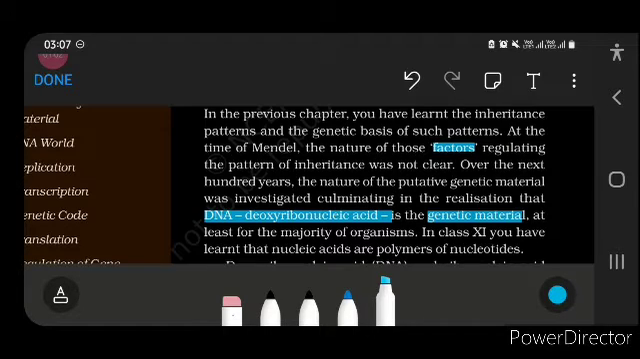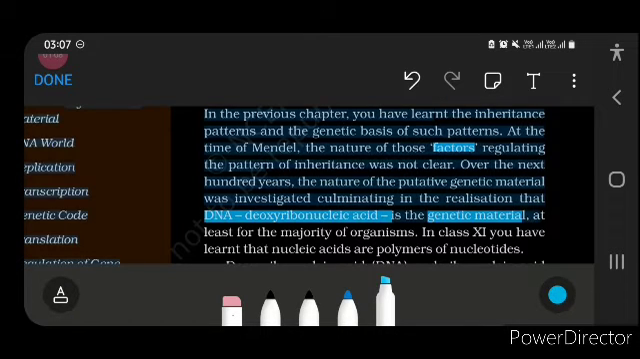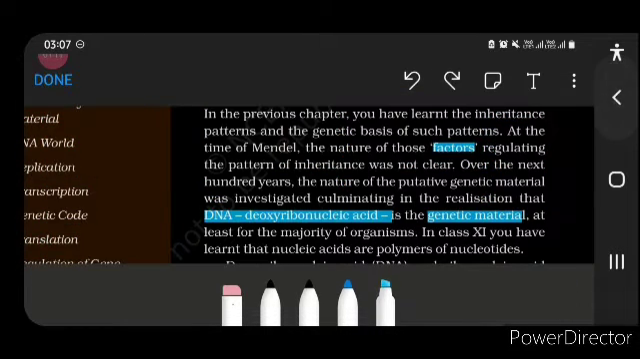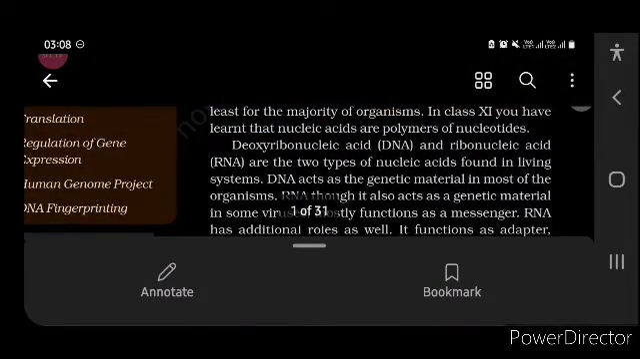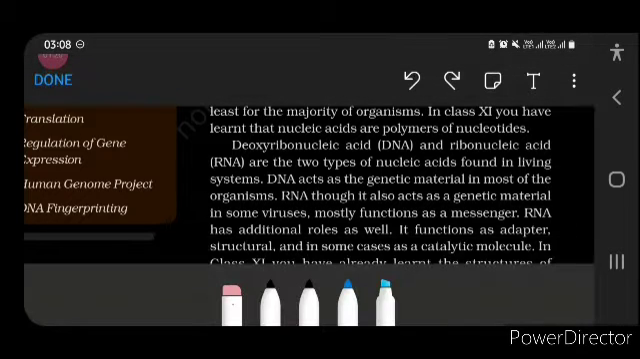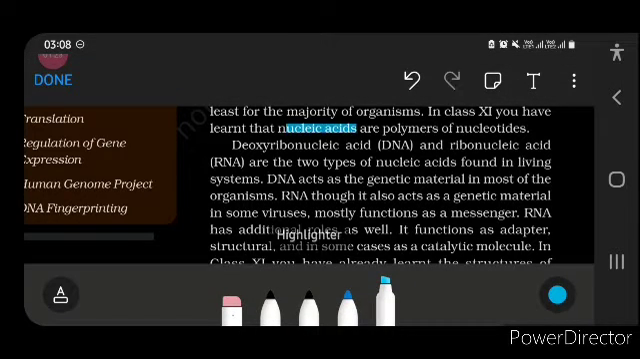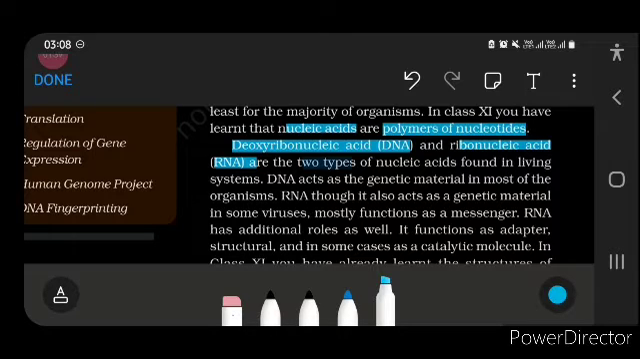In class 11, you have learned that nucleic acids are polymers of nucleotides. Deoxyribonucleic acid, DNA, and ribonucleic acid, RNA, are two types of nucleic acid found in living systems. DNA acts as genetic material in most of the organisms.